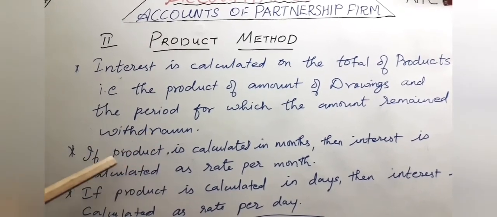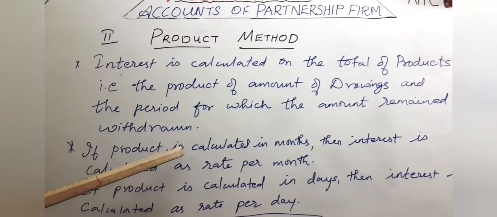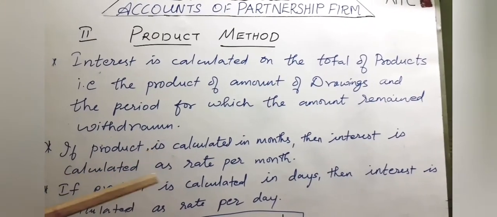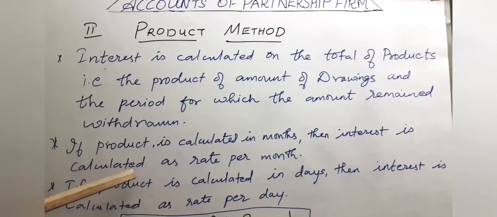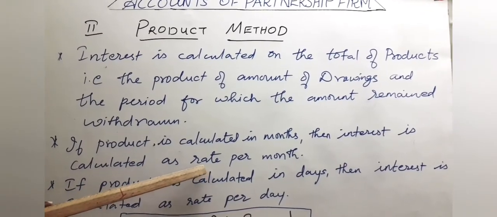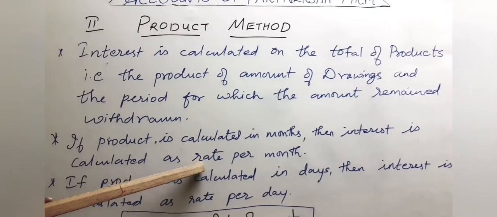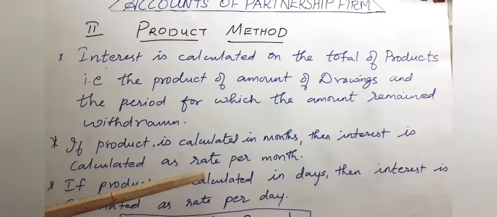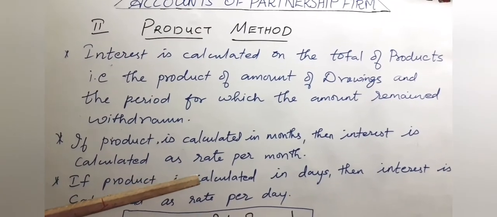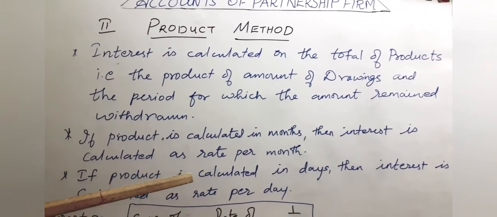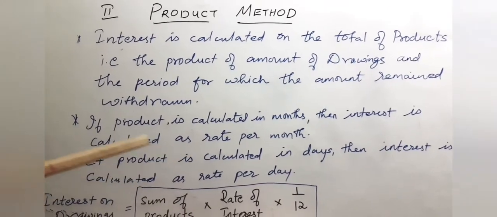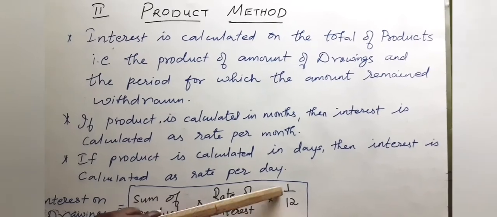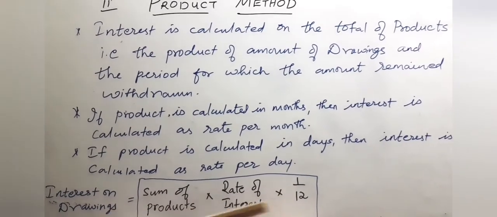Okay, children. Next, if the product is calculated in months, suppose in months you are calculating drawings, then interest is calculated as rate per month. That means along with the rate of interest, you have to take the months into calculation. We are writing the period, isn't it? How many months? For example, 3 by 12, 6 by 12, that is a period. So if the interest is calculated in months, then the period also will be in months, that is 1 by 12, 3 by 12 or 6 by 12 or whatever it is.